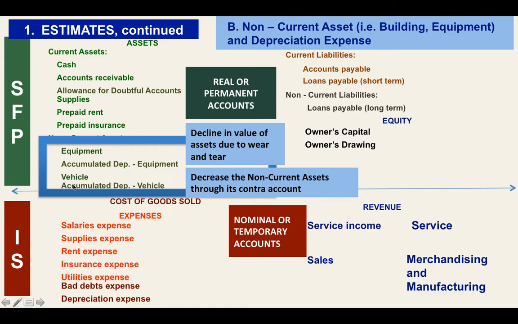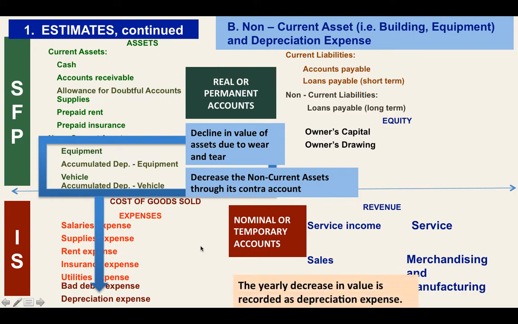For vehicle, we use accumulated depreciation vehicle. However, please take note, class, for depreciation expense, the yearly value is recorded as depreciation expense. For depreciation expense, it is lumped together without identifying whether it is equipment or vehicle; it's not necessary. What is important is the accumulated depreciation, which should be individual per non-current asset. But for depreciation expense, they are all together.